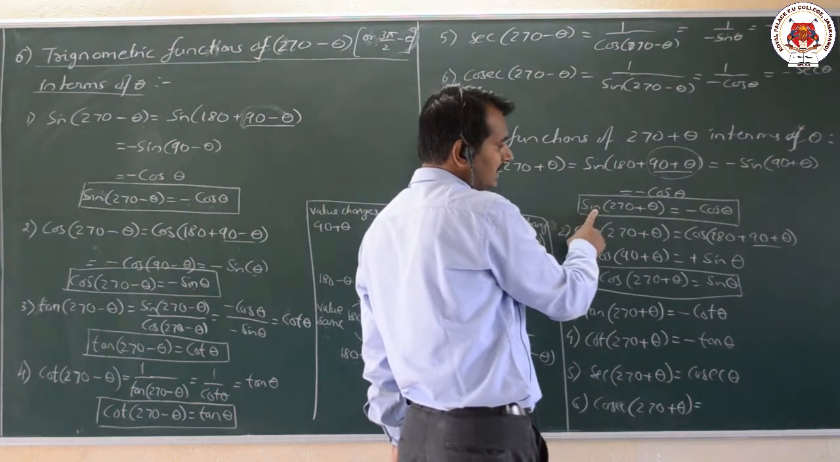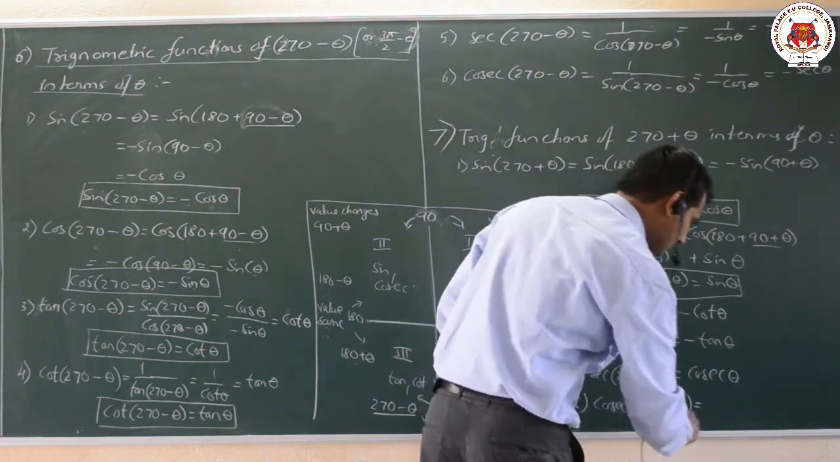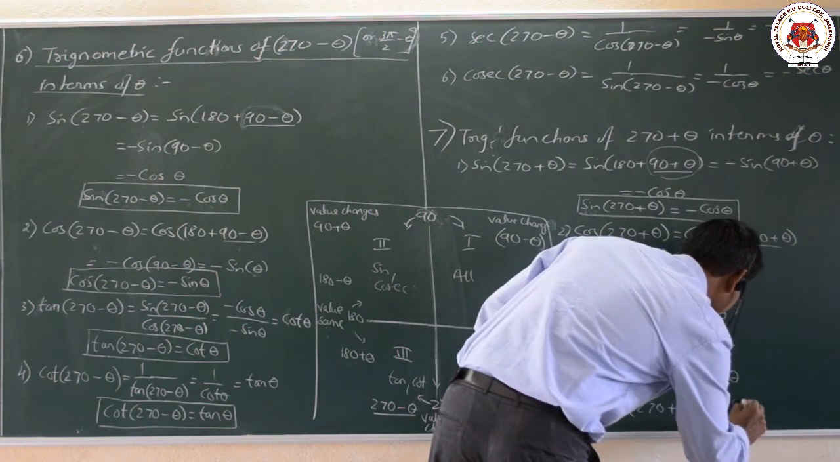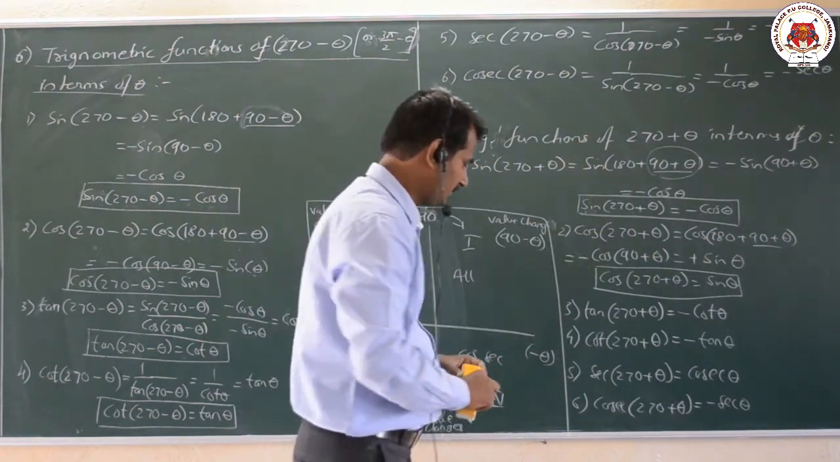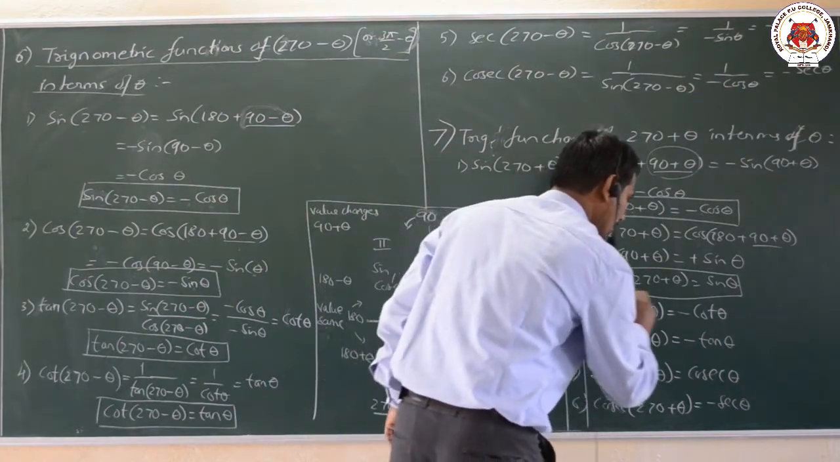1 by sine means what? Sine means what it is? Minus cos. 1 by minus cos, what we get? Minus secant theta. Okay. Now from all these conclusions, what we are able to learn here?